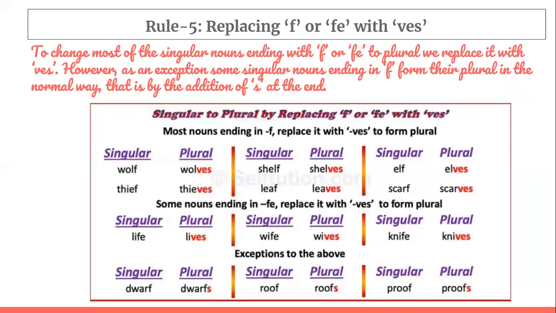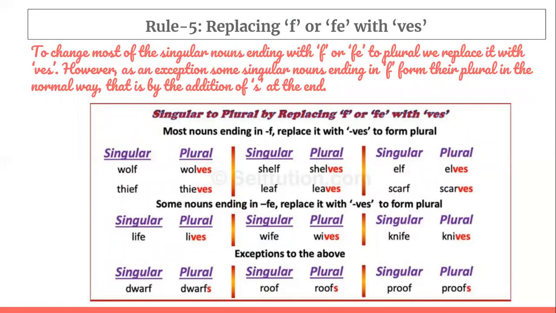Rule number 5, making a plural. Now, to change most of the singular nouns which end with an F or an FE, we are going to replace the F or FE with VES. Exception again over here are some singular nouns which end in F. They form their plural in the normal way, that is by adding an S at the end.